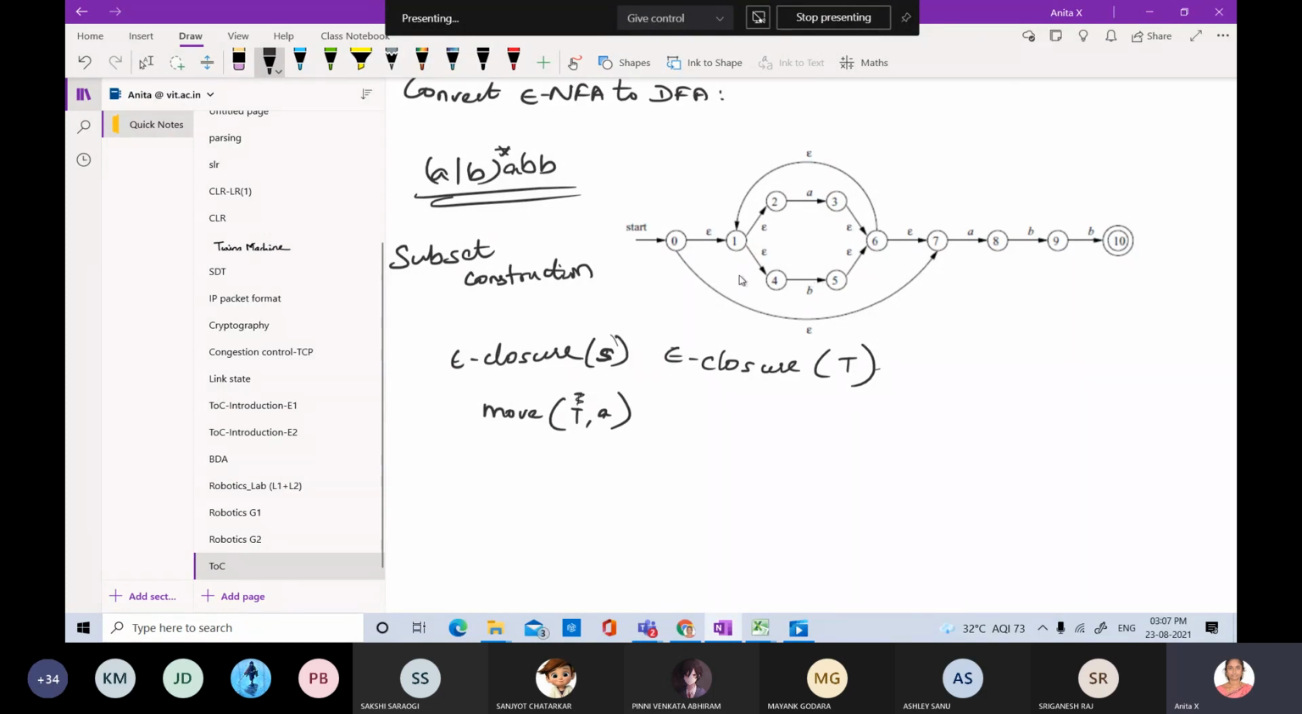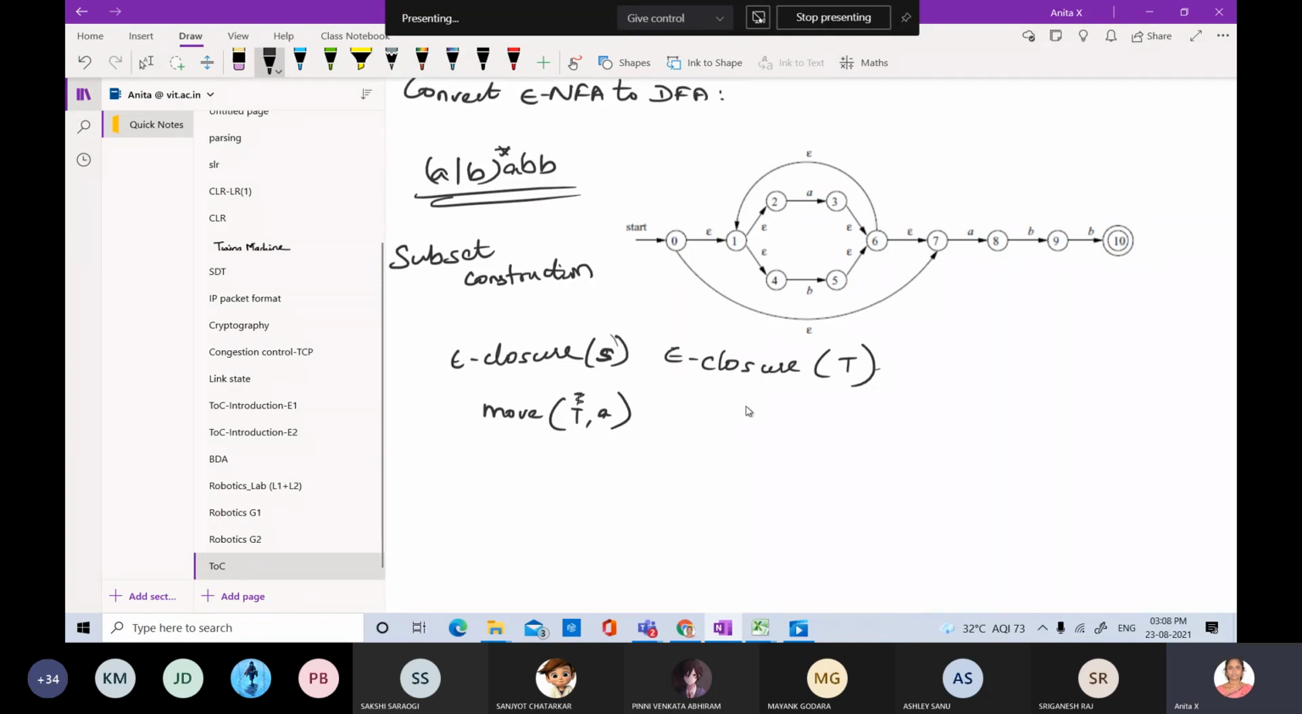This is the general convention. The start state will be designated by an incoming edge which comes from nowhere, and it will have a label as start. And the final state is designated by a double circle.